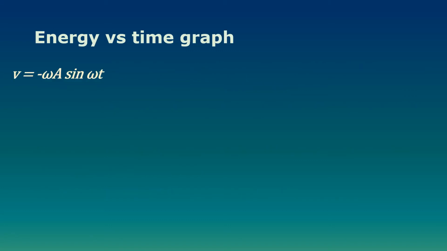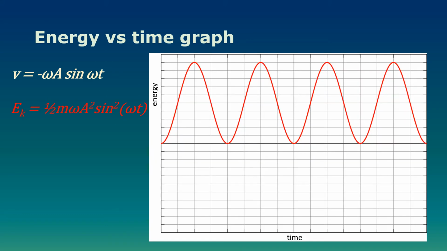So what that looks like in terms of a graph: we know the velocity expression already, minus omega a sine omega t. So the kinetic energy is just that squared, multiplied by half m, so it's half mv squared. We've squared that velocity term and multiplied by half m, which are just constants anyway. What that means is that our energy-time graph is a sine squared curve. It loses the negative because we've squared it, and that makes sense because energy is a positive, scalar quantity, and we get a sine squared curve like that.